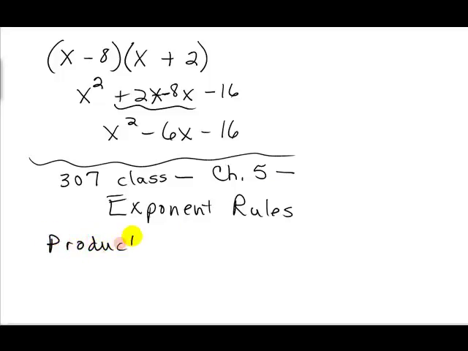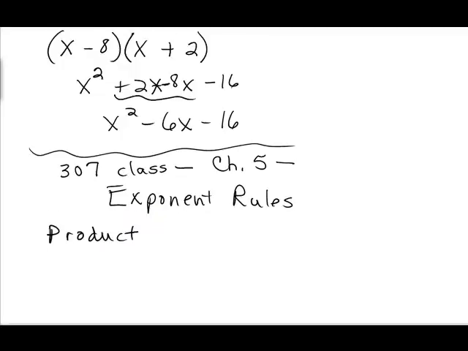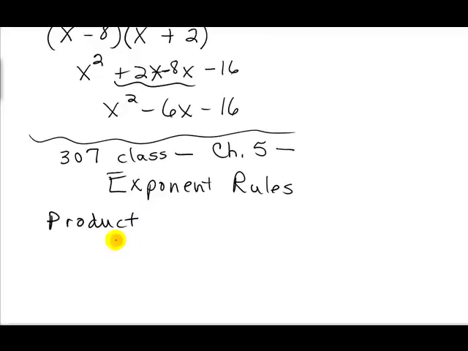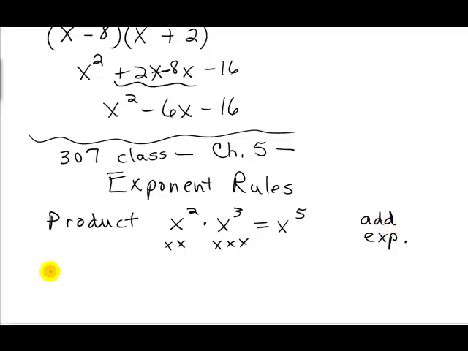The first one is what we just used, the product rule. x squared times x cubed equals x to the 5th. If we expand this, we can see that we just added those up to get the 5. So what we need to do here is add the exponents to get our answer.